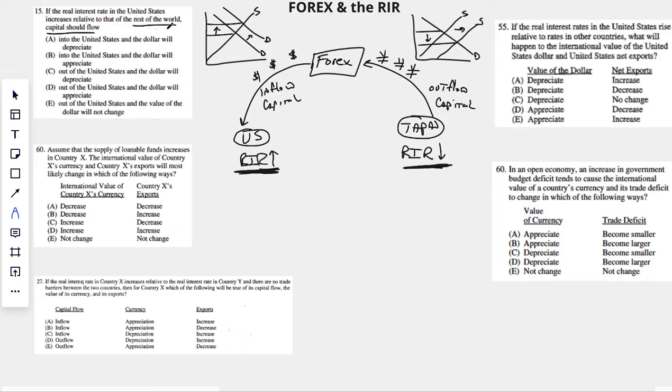So if the real interest rate in the U.S. increases relative to that of the rest of the world, capital should flow into the U.S. I like it, but the dollar will not depreciate. I like B. We've already figured that out, right? As the demand for dollars is increasing, it's got to drive up the value of the dollar. So it's got to be appreciating. Capital is flowing in, the value is appreciating.